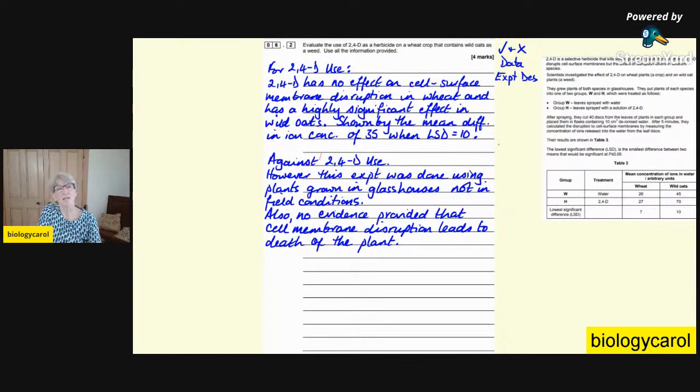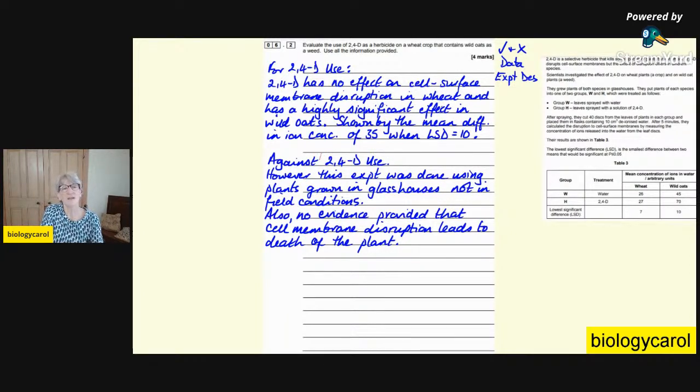So I have said 2,4-D has no effect on cell surface membrane disruption because I looked at these numbers 26 and 27 and went, that's pretty much the same number. I was not looking at this and thinking this is an increase. Okay, you'll understand why I've said that in a minute.